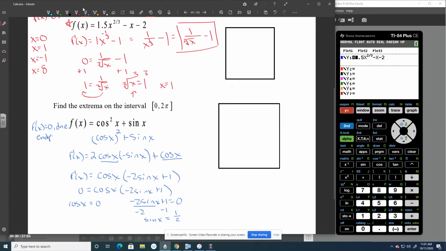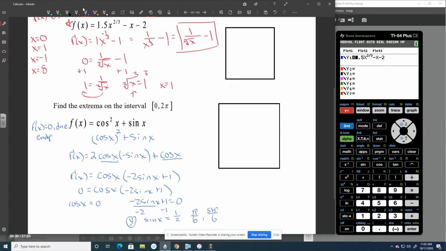If I look at my unit circle, sine is my y value. Remember, that's your y value. My y value is going to be 1/2 at pi over 6, and it's going to happen again because I'm going all the way to 2 pi, at 5 pi over 6. So those are my two x values to check for this one.